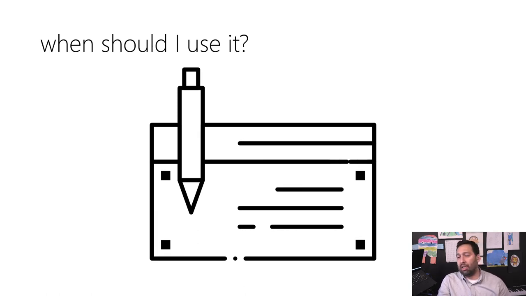What I'm going to do is give you a dumb example with a check. It's a really dumb example, and I'm going to go through it really fast because I want to get to the meat of what we're talking about.